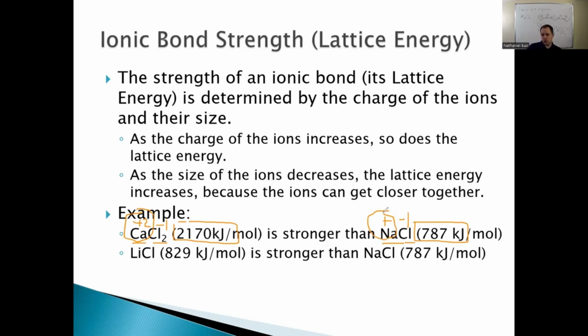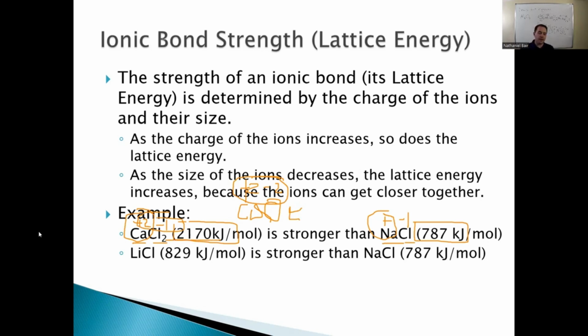So think about it like this. Those charges are like how strong the ions are pulling on the other ions. So if I have a greater charge, it's going to suck the other ion in and make it harder to separate the ions from one another. It has a higher lattice energy, or a stronger ionic bond. So charge is more important than size. By the way, if I had calcium oxide up here, CaO, that would be even greater than calcium chloride. Why? Calcium's +2 and oxide's -2. So now I have a +2 -2 instead of a +2 -1. So calcium oxide would have an even higher lattice energy than 2,170.